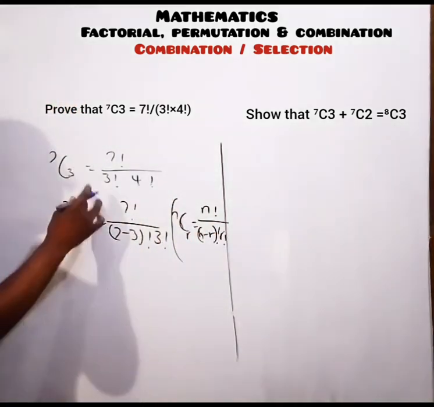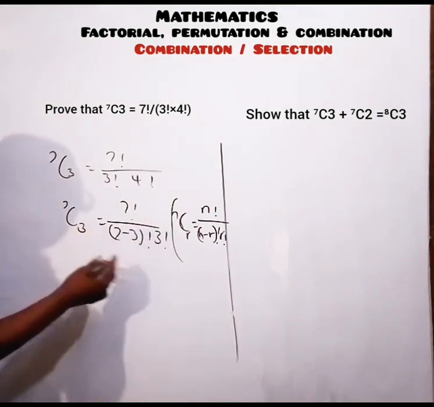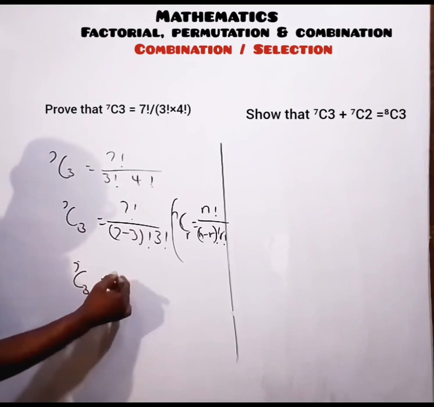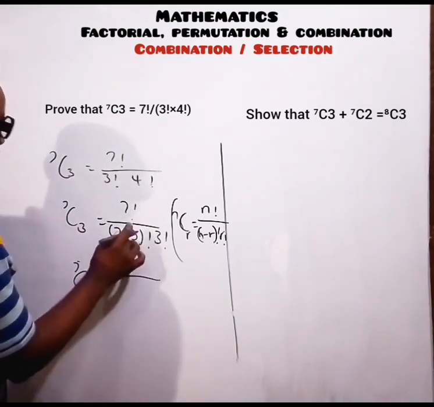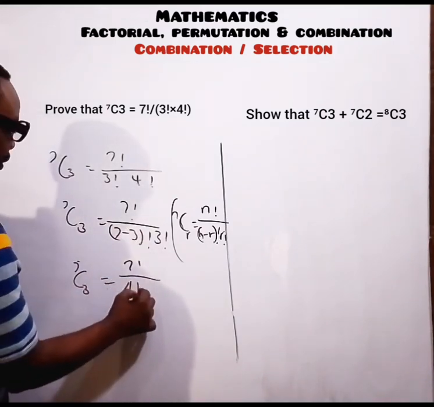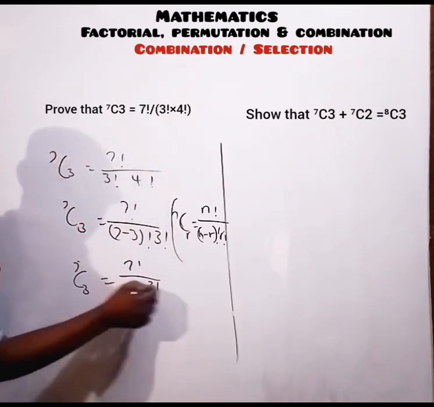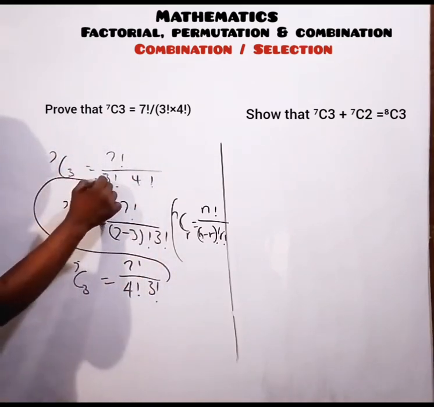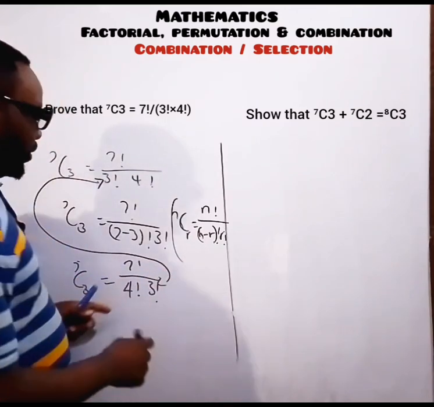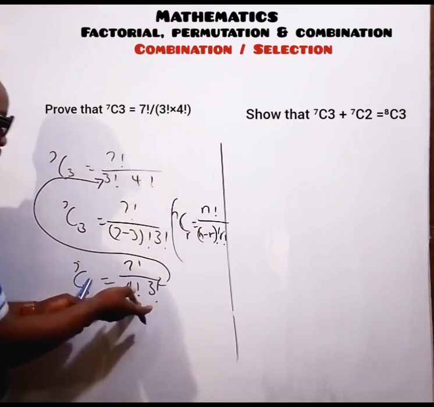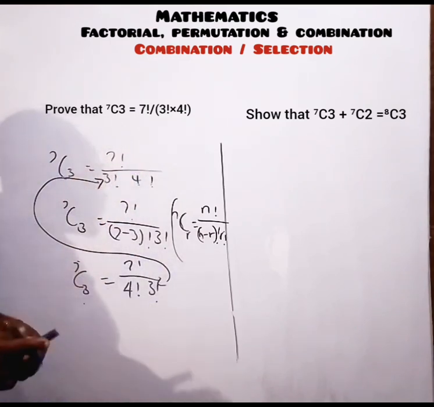Now, in this case, 7 combination 3 is equal to 7 factorial over 7 minus 3, that's 4 factorial, times 3 factorial. You can see that it is similar to the question given to us. So in that case, we have been able to prove that this expression here is equal to this value here.